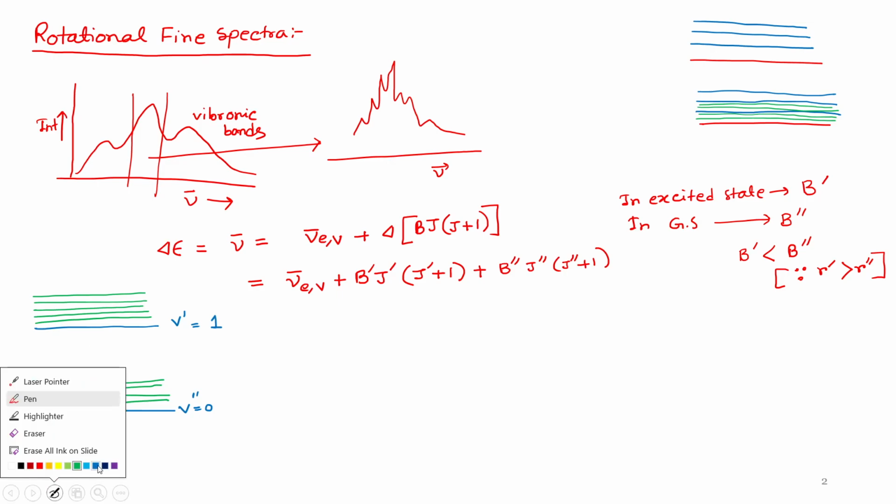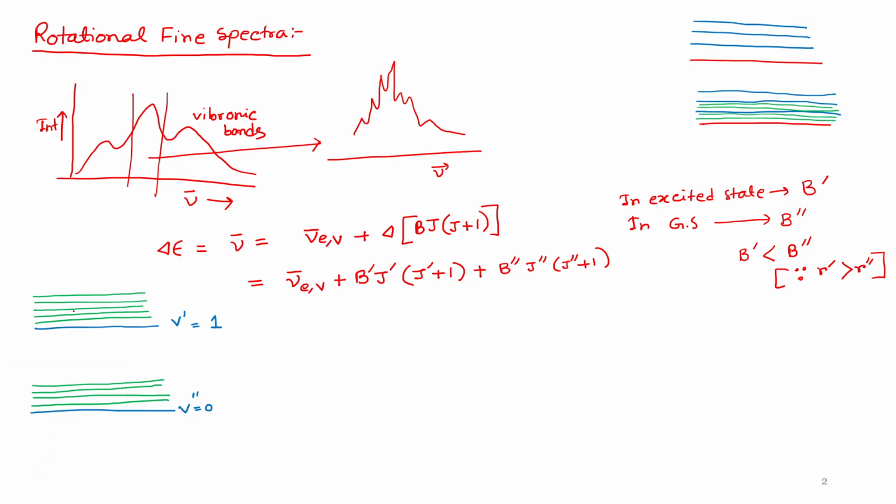So we are saying suppose a transition is taking place from anywhere from here, then this is your 0 to 0, which is your band origin, and then the rest of it is your difference between the energy levels, right? Okay.